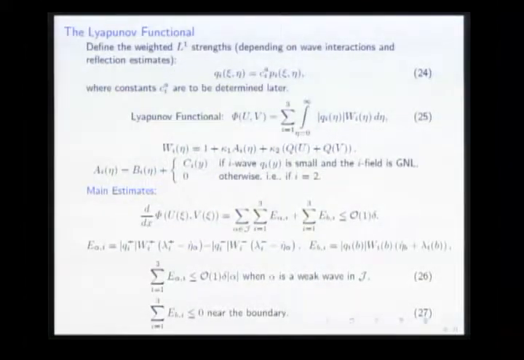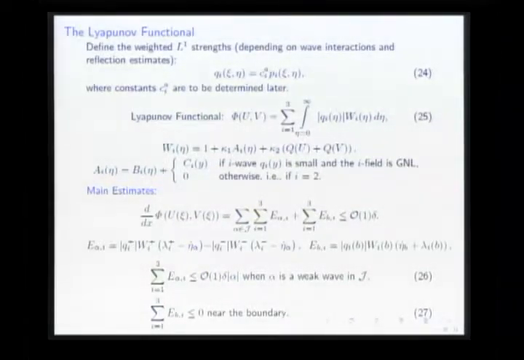So we also have to define these L1 weighted strengths depending on the wave interactions and the reflection estimates. And this is the form of the Lyapunov functional we use. Here, Q represents the wave interaction potential for wave 4. A_i represents all the waves in U and V of the ith family, all the waves in U and V which approach the ith wave.